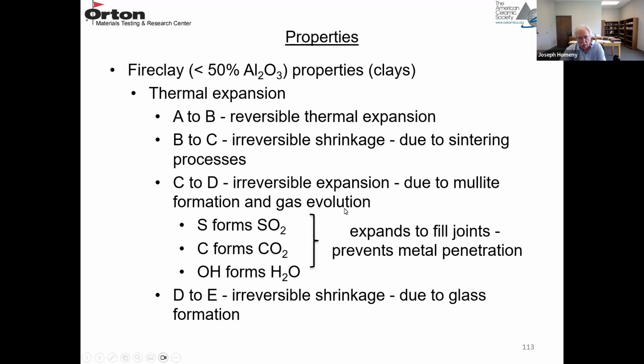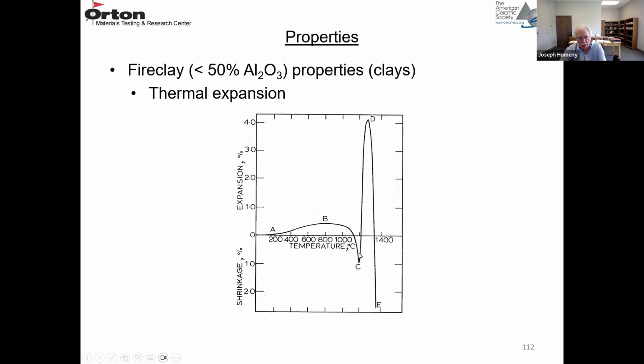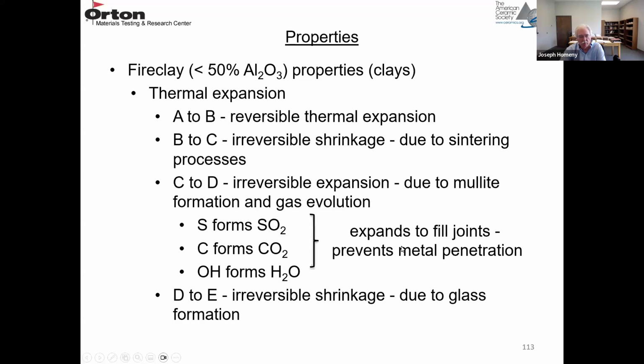So you can see if you design the microstructure properly, you can have this expansion from C to D taking place, and you can have it take place in service. So if you're trying to avoid a mortar between the bricks, that expansion basically closes the joints. So you can design that into a lining.